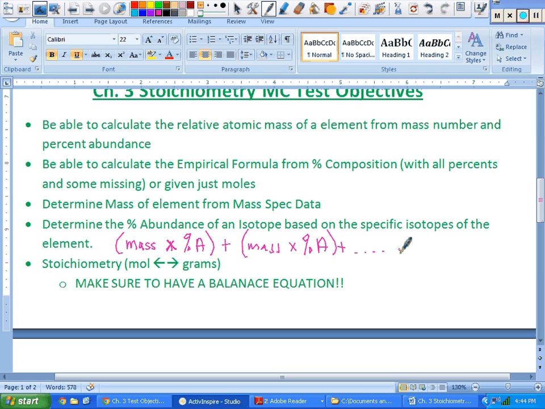The only thing I need you to be aware of, can you take the percent abundance and plug it right in? No, why not? You've got to change it to a decimal. Be very careful of that. It'll be on a table, yes. It will be on a table. It's out of 100, so all you have to do is drop the percent, essentially.